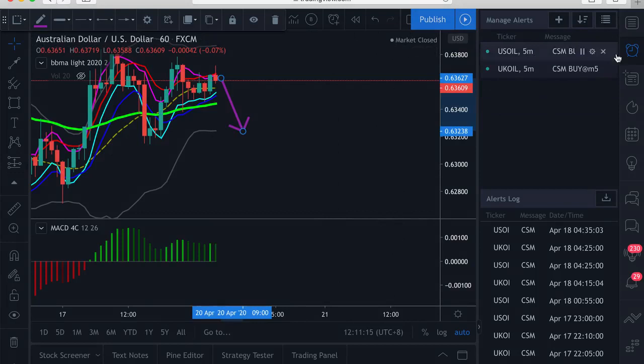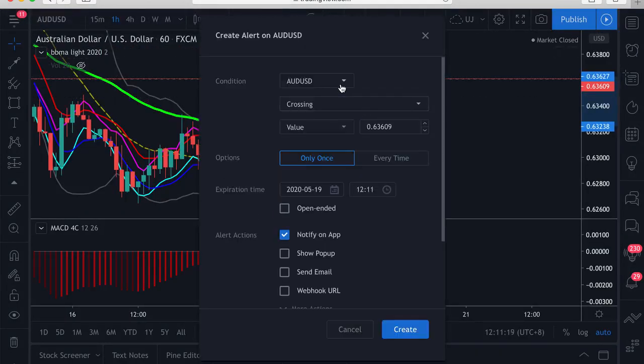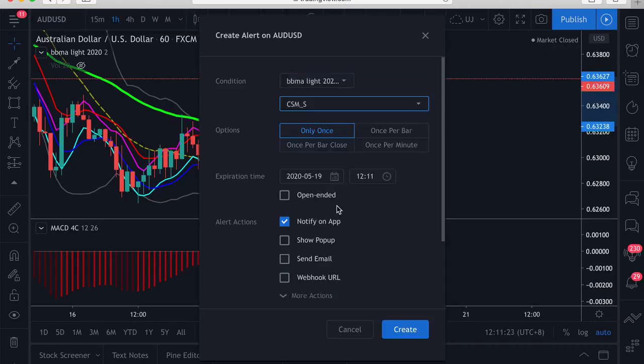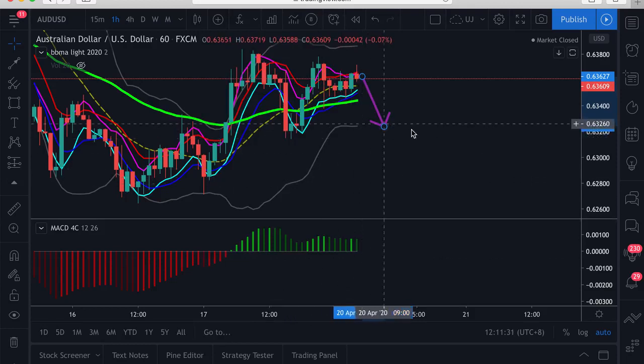So you're going to set an alert for AUD USD CSM sell, and remind ourselves to check for EMA 50 as well. So we want to see this candle close here.